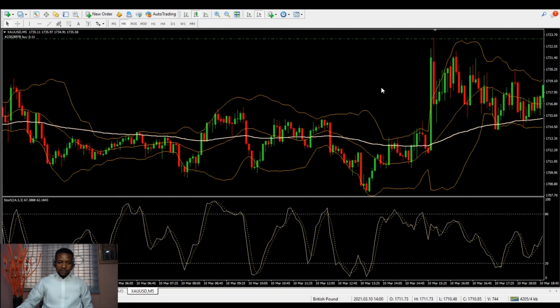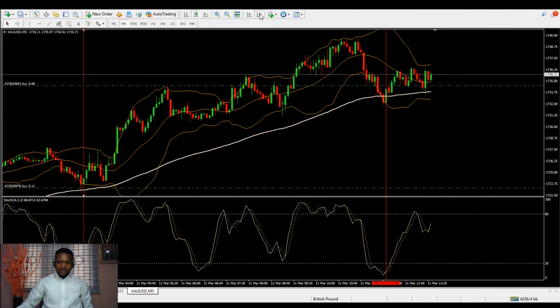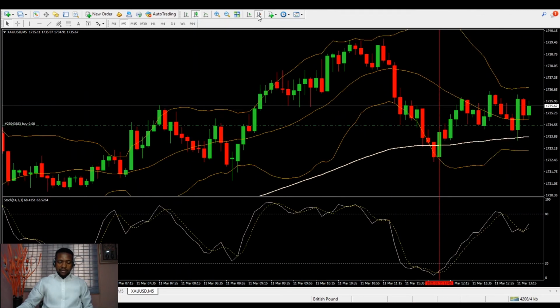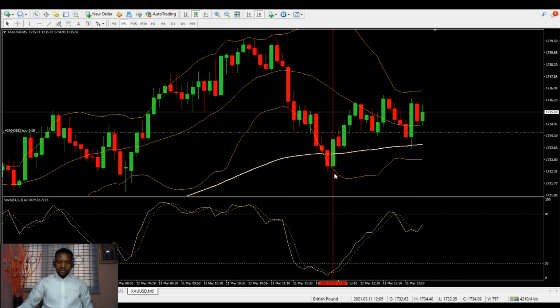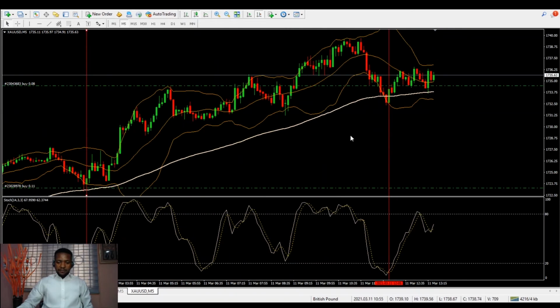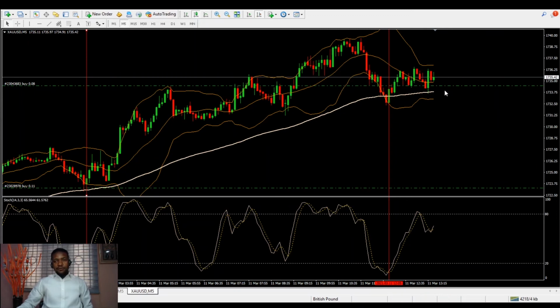So now you've seen how to apply the moving average, stochastic oscillator, and Bollinger Band together. Let me give you a refresher. First things first, set up your stochastic oscillator, your Bollinger Band and your moving average. Then start applying the rule. Look at where price is. Is price above the moving average or below the moving average? If price is above the 100 moving average, we're looking out for a buy trade. If price is below the moving average, we're looking for a sell trade. Now price is above the moving average, so we look out for a buy trade.